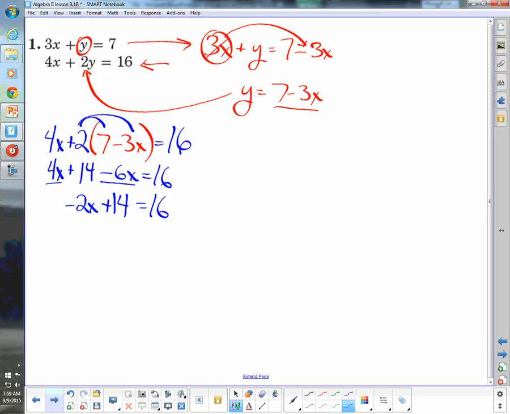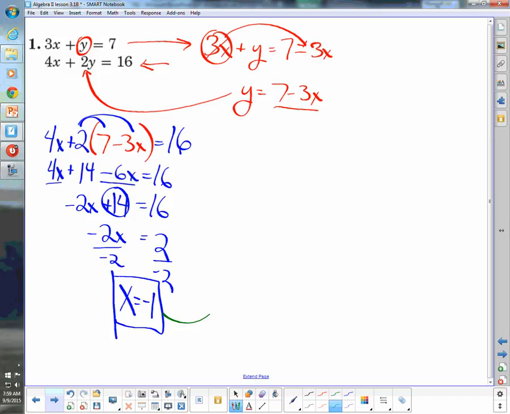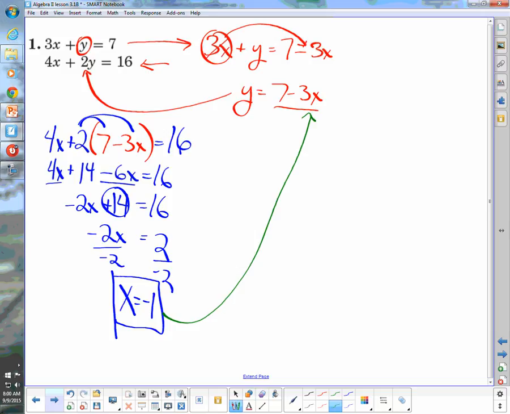Now I will subtract 14 from both sides. So that's going to give me 16 minus 14 is 2. Negative 2x equals 2. Now divide by negative 2. And so x equals negative 1. Alright, now that I have x, I can take this value of x and plug it right back in, right there, to get my value of y.